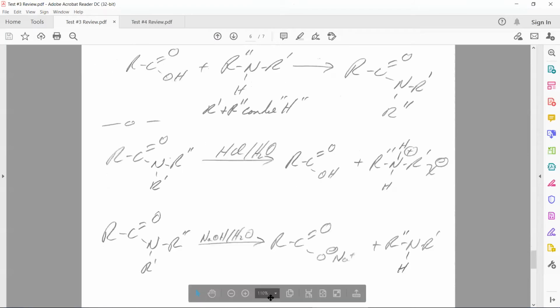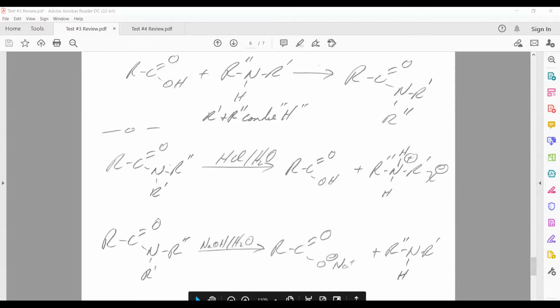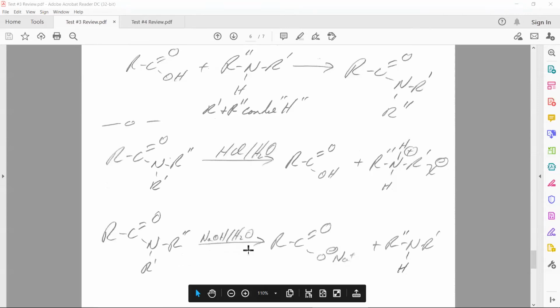Now, if you take an amide and react it with base and water, you don't get the carboxylic acid because in the presence of base, the carboxylic acid forms the carboxylate anion of the carboxylic acid you would have used to make that amide, but you do get the amine that you would have used to make that amide.